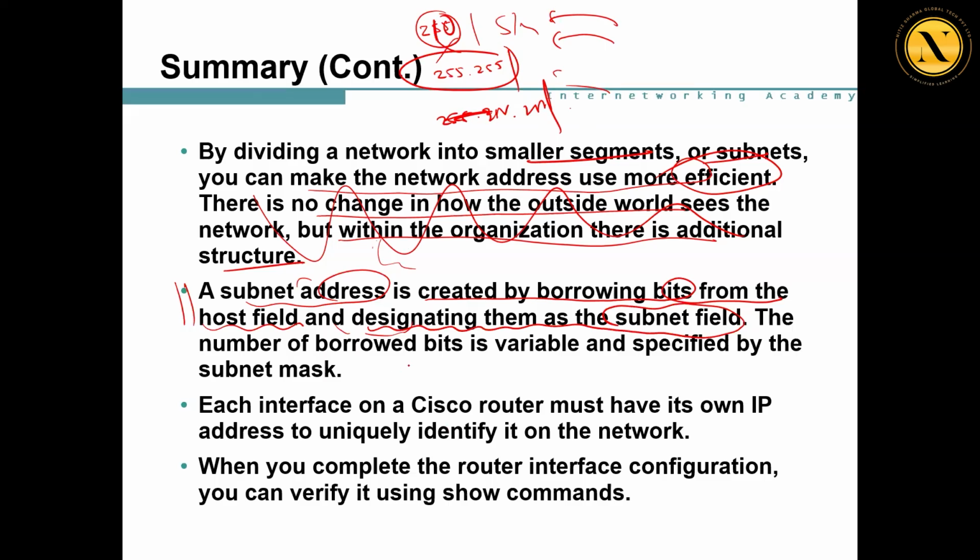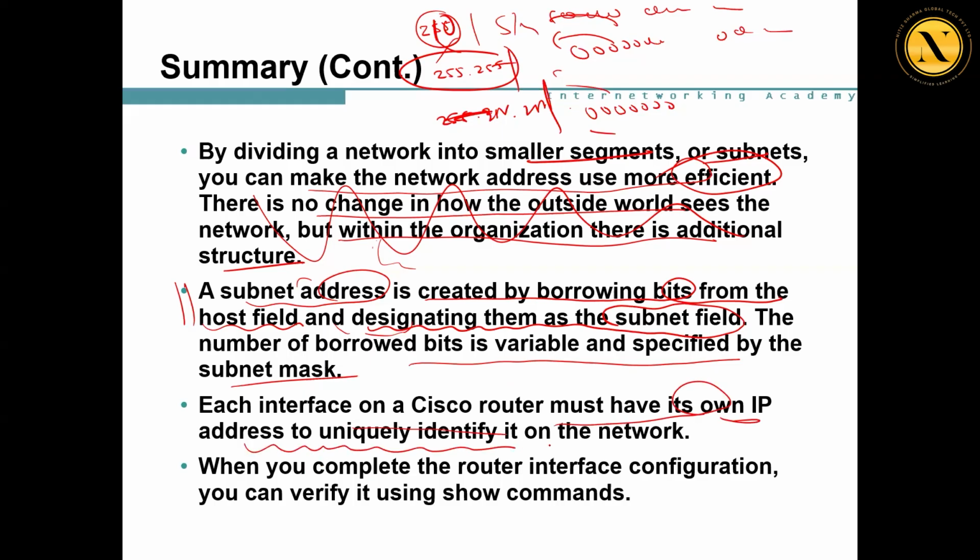The number of bits borrowed is variable and specified by the subnet mask. In class C, there are a maximum of 8 bits from which you can borrow. But in class B, there are 16 bits, and you can borrow bits from them. Class A, you get 24 bits. You can borrow bits from them and convert them into subnet bits, right? Each interface on the Cisco router must have its own unique IP address to be uniquely identified. That means any two interfaces of the router can never be in the same network or subnet. They have to be in different networks or different subnets.